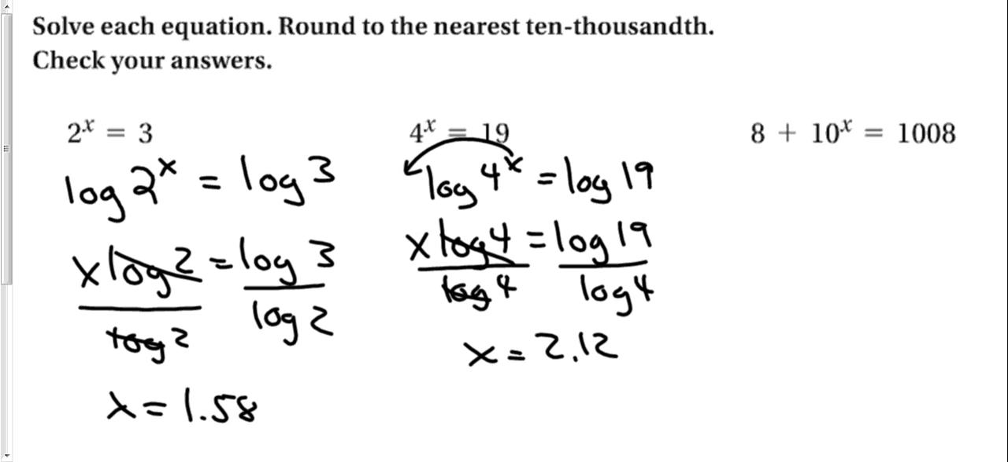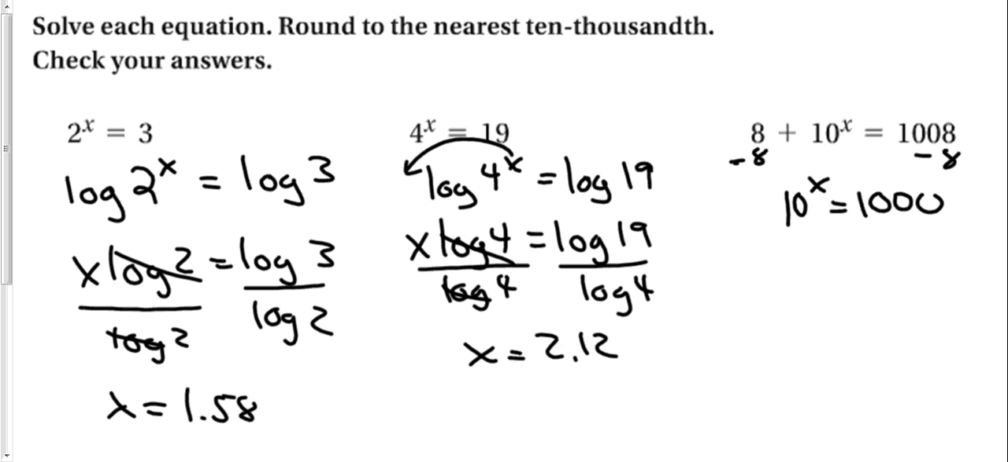Now, the last one tells us an important thing. Get the exponent, get this term, the term with the variable in the exponent, get it by itself first. So we subtract 8 from both sides. We're left with 10x. 10x equals 1,000.